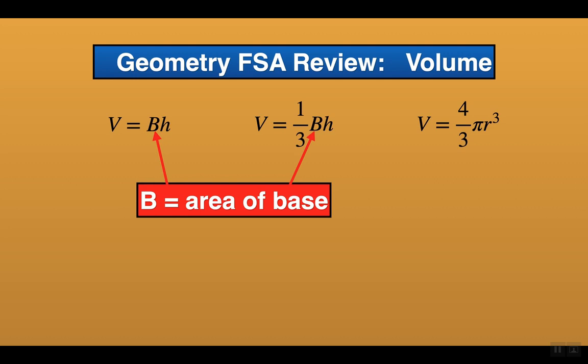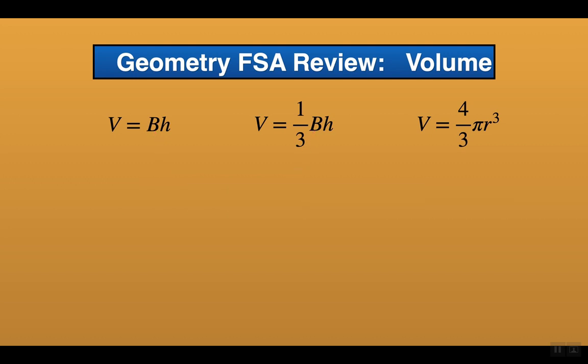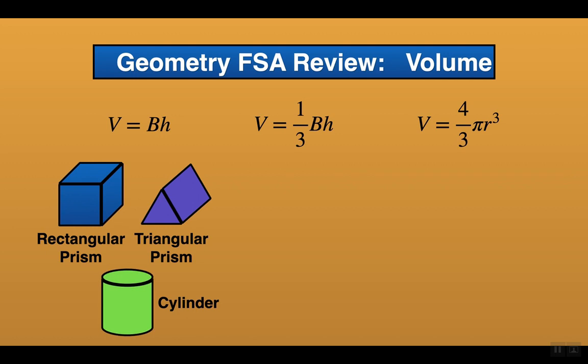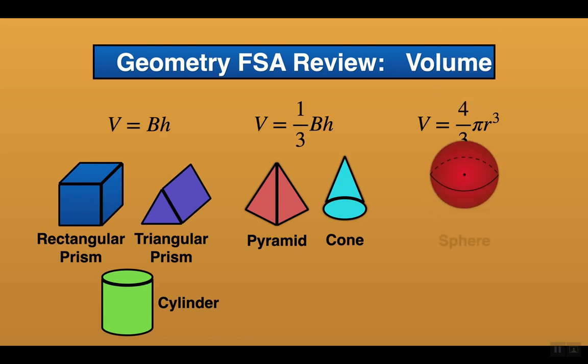You also need to know what shapes these formulas apply to. The first formula, volume equals area of base times height, is used for prisms. You will mainly use this formula on rectangular prisms, triangular prisms, and cylinders. The second formula, volume equals 1/3 area of base times height, is used on pyramids and cones. The third formula is used for a sphere. Now let's take a look at our first problem.